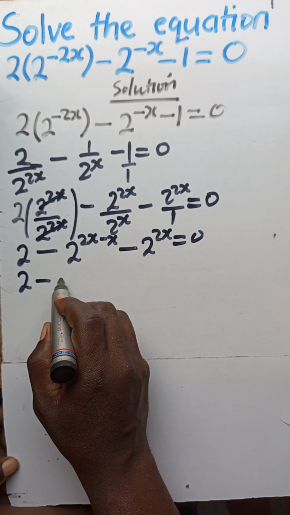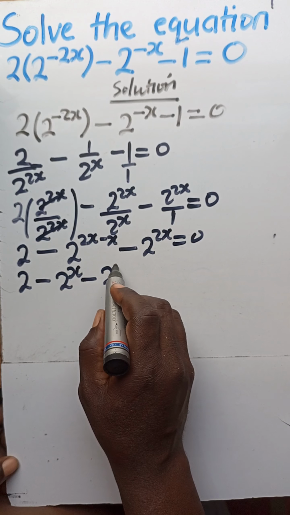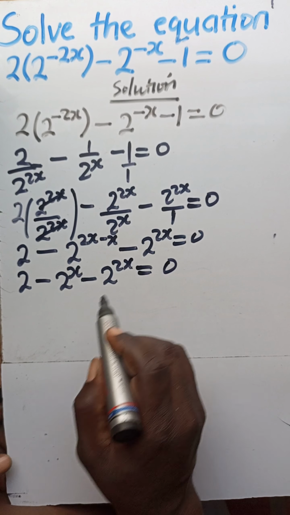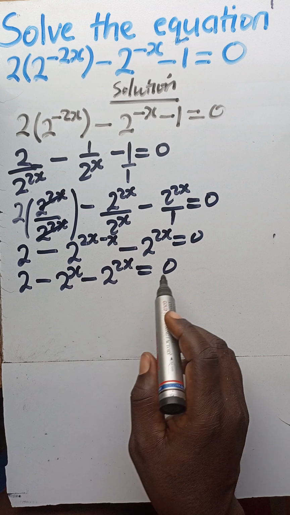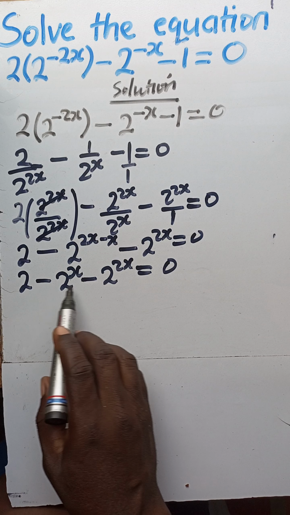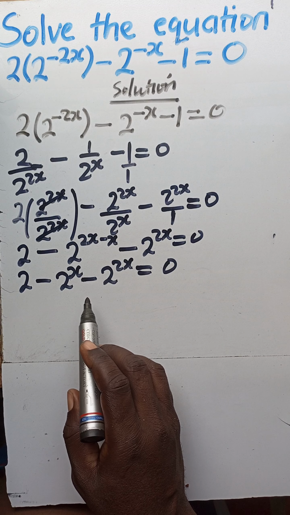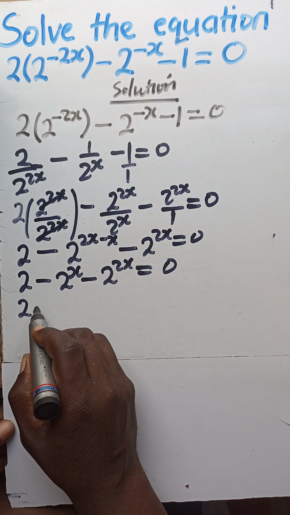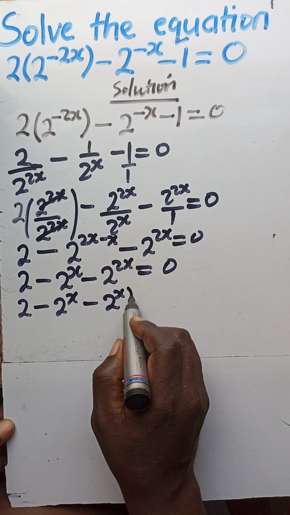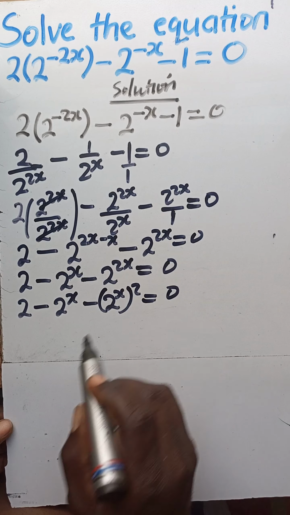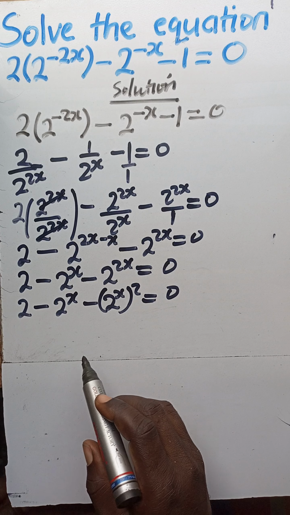So we have 2 to the x. 2x minus x is x. 2 to the 2x is equal to 0. So we now obtain an expression without fractions. We have now an expression here in terms of powers of 2 to the x. This is the same as 2 minus 2 to the x minus 2 to the x squared is equal to 0. So actually it is a quadratic in terms of 2 to the power x.